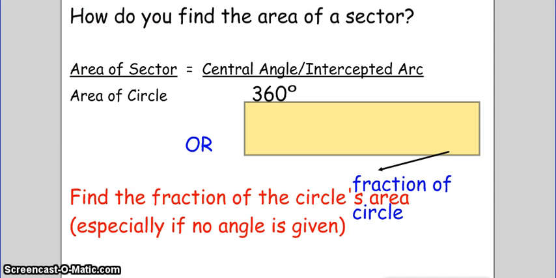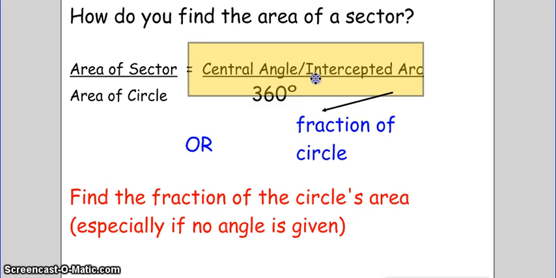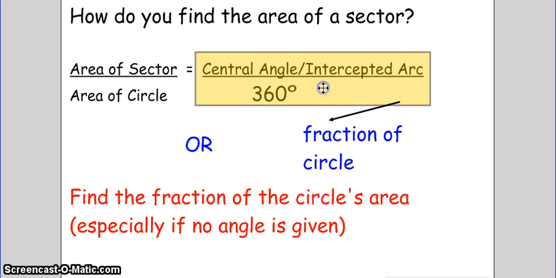Now, when going to find the area of a sector, there are two things you can look for. The first thing is we can look at a ratio that is true. We can take a look that the area of the sector over the area of the circle is the same thing as the central angle, or the intercepted arc, depending on which one you're given, over 360.